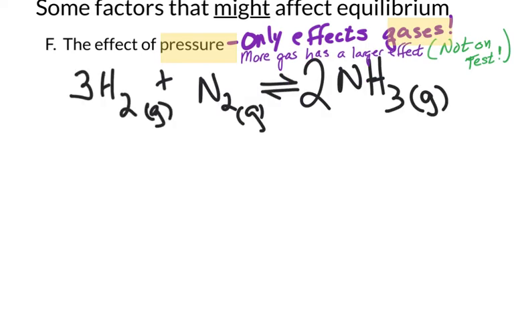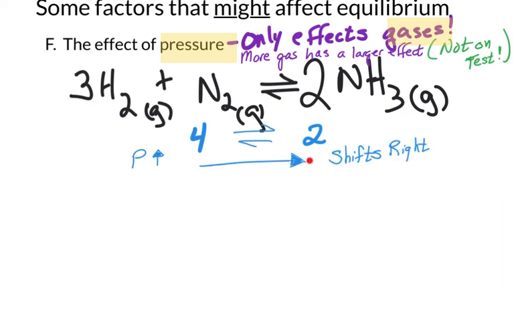So let's look at this example. Here we have 3 moles of hydrogen reacts with 1 mole of nitrogen to form 2 moles of ammonia gas. Notice that these are all gases, and we're basically going from 4 moles of gas on the reactant side to 2 moles of gas on the product side. If I push down on this, it's going to try to fix this by making less gas. That means that the reaction will shift from the reactant side to the product side to relieve the pressure caused by those gases. And of course, if I release the pressure, it's going to go the opposite direction and it's going to create more reactants.